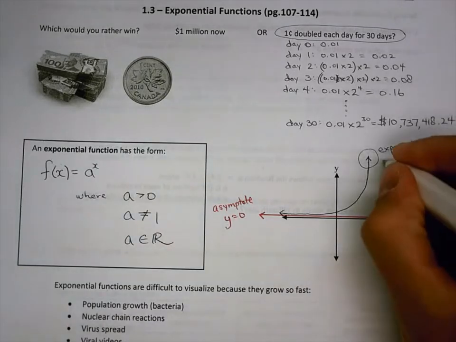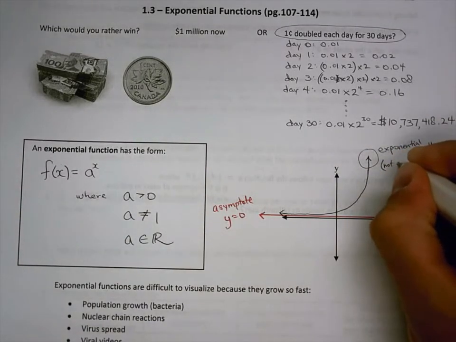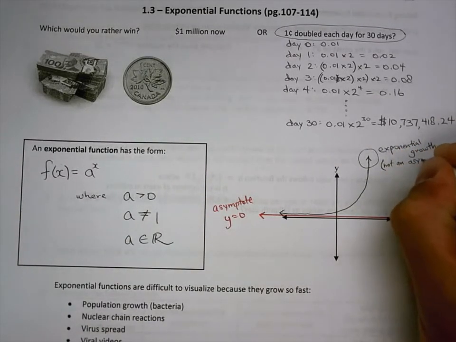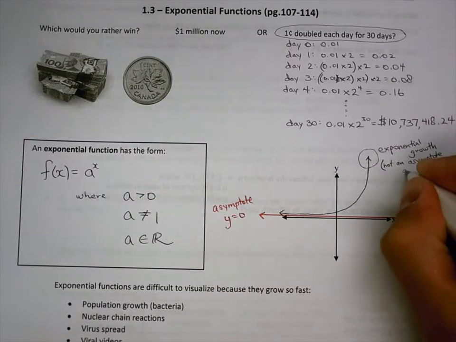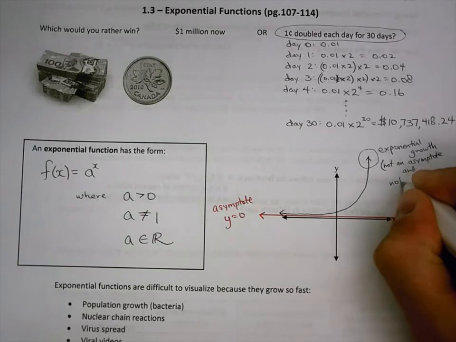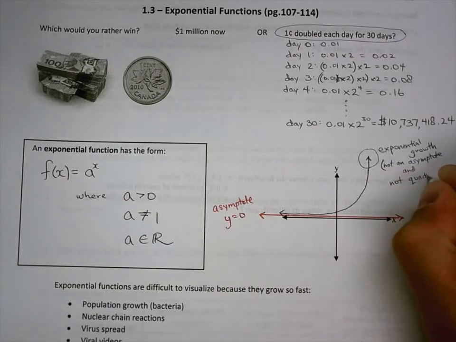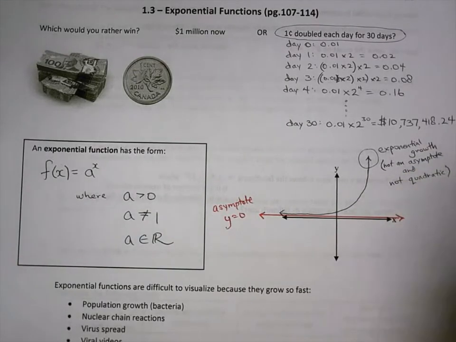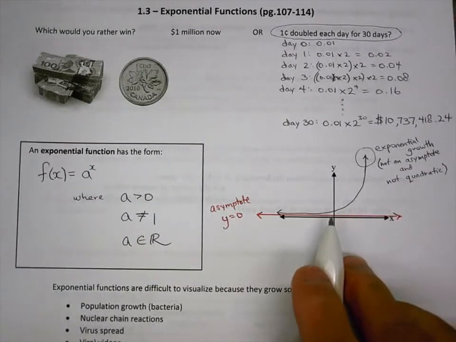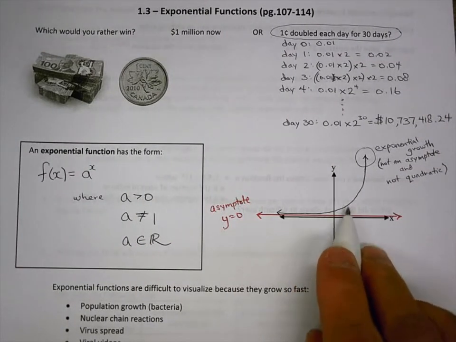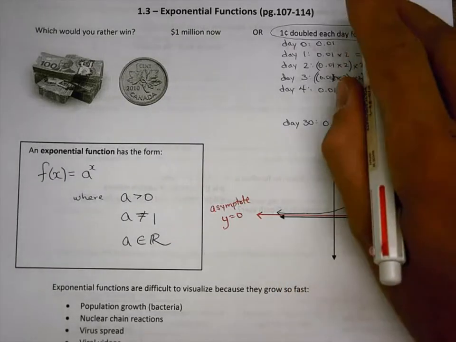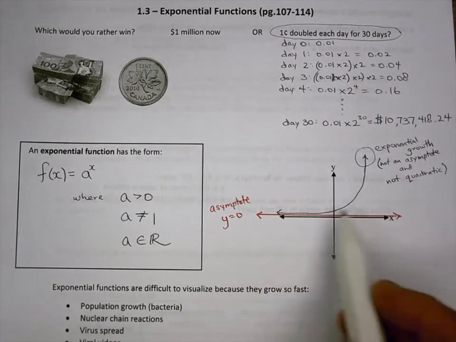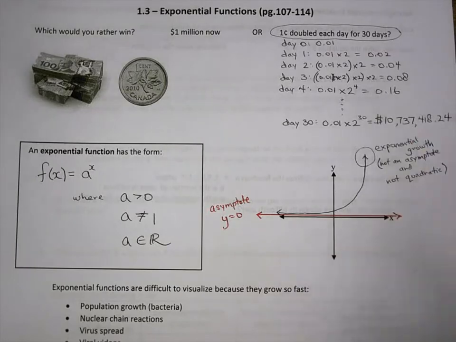I want you to understand it's not an asymptote because it doesn't approach something. It keeps getting bigger and bigger and bigger, and not quadratic. The quadratic has this pattern of over, up, over, up, over, up. Exponential growth is very, very fast up. So if I were to graph these two, the quadratic would be a lot smoother, the exponential is a lot more steep.